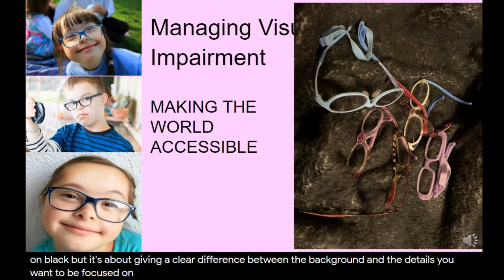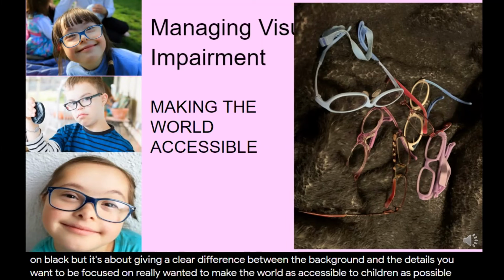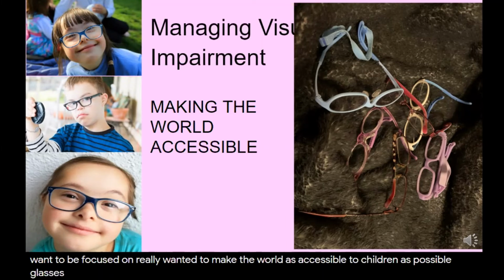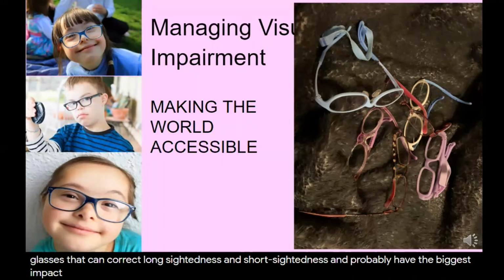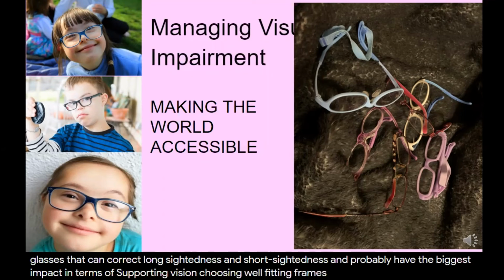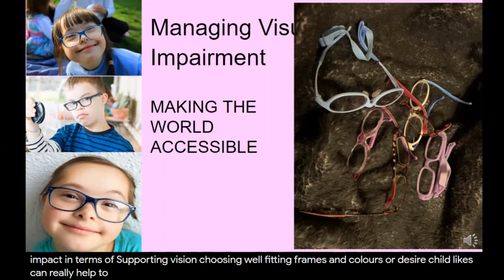What we really want is to make the world as accessible to children as possible. Now, glasses can correct long-sightedness and short-sightedness, and probably have the biggest impact in terms of supporting vision. Choosing well-fitting frames in colours or designs your child likes can really help to encourage regular use.